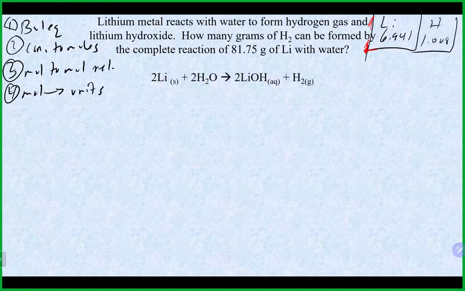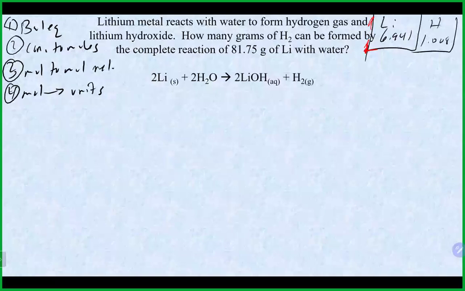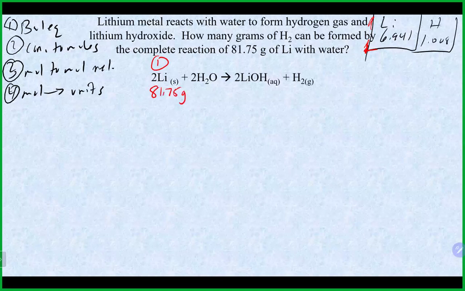Okay, so let's take a look. Again here, we definitely have a stoichiometry problem. We have a balanced equation already done from the last time. We are, in this case, starting with 81.75 grams of lithium. And again, we do want to get over to hydrogen, but we are looking for grams in this case. So we'll start with our 4 steps. We have the equation balanced, so that's good to go. The only piece of information they gave us was 81.75 grams of lithium.